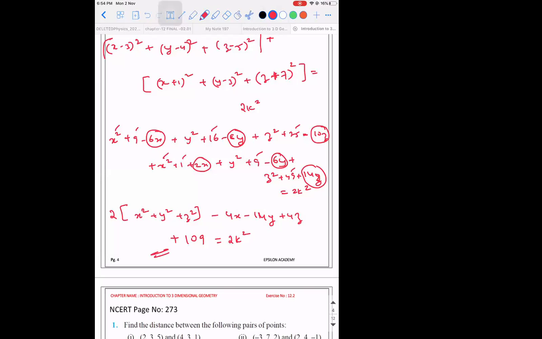Did you guys understand what I did? So I just applied the distance formula and then collected all the x terms, y terms, z terms separately and wrote an equation.